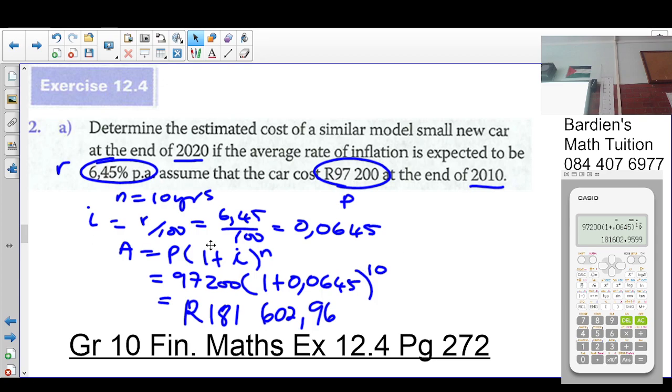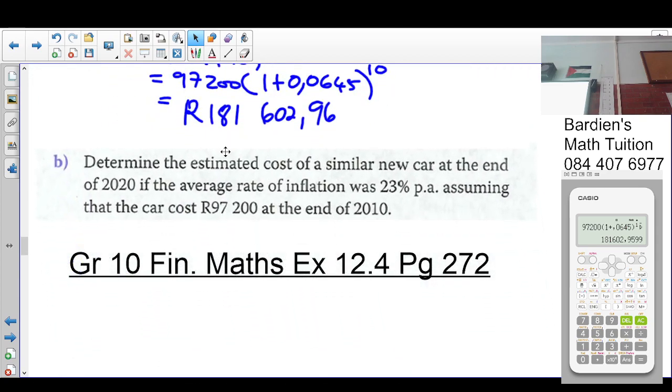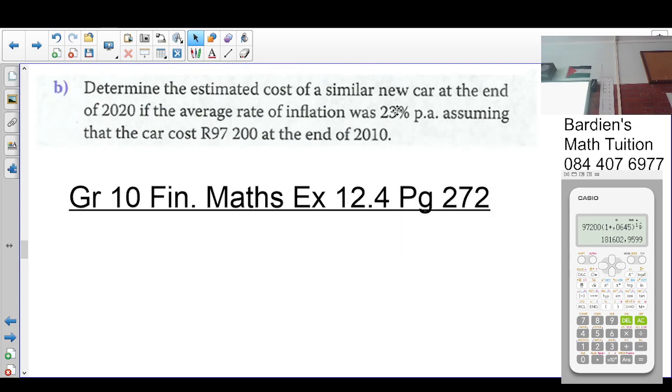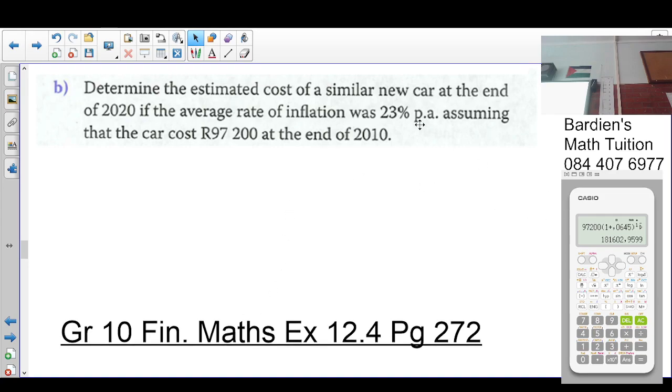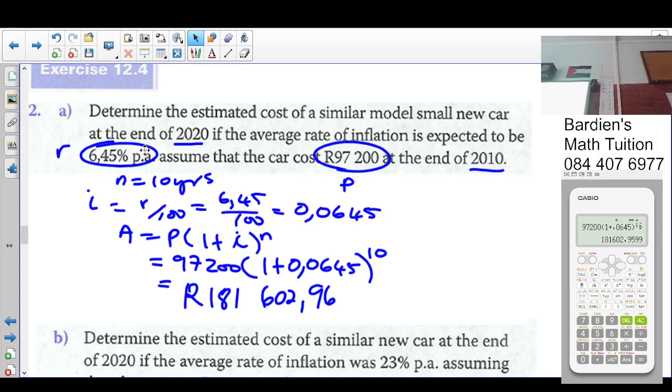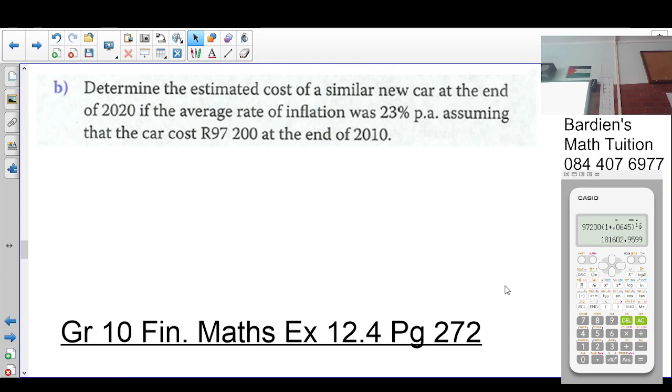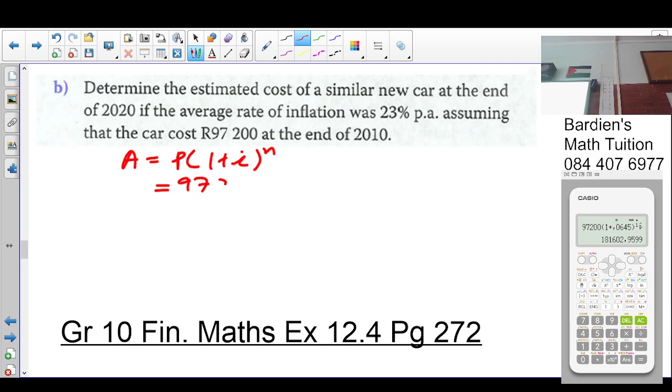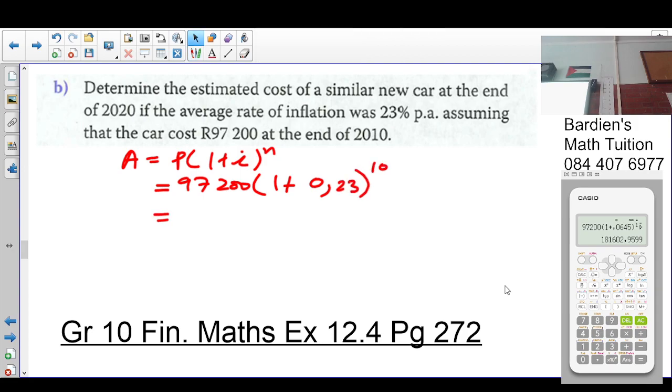Okay. Look at the B part of the question. Determine the estimated cost of a similar car at the end of 2020. The average rate of inflation was 23%, assuming the car is 97,200 at the end of 2010. So what's the difference between this and the previous one? The inflation. Can you see that, people? That's the only difference in the calculation. So again, my formula A is equal to P into 1 plus i to the exponent n. So your P value is 97,200 into 1 plus 0.23 to the exponent 10. That gives us 770,000. Is that correct?